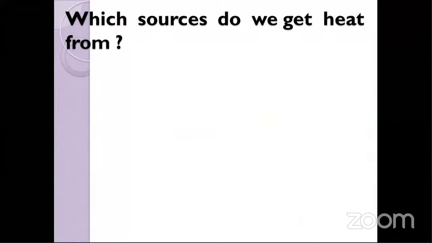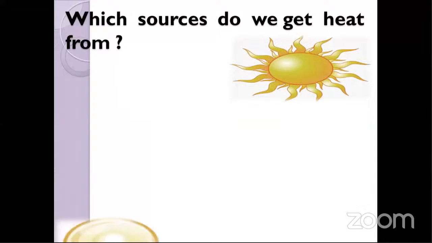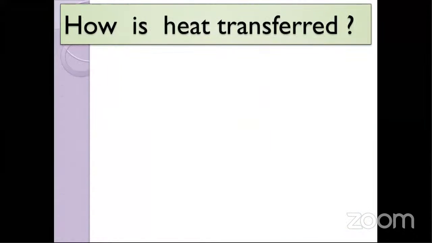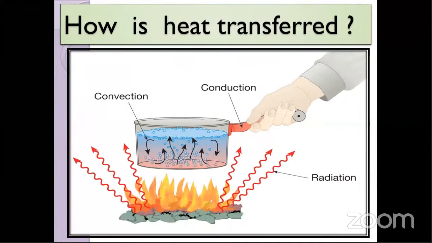Which sources do we get heat from? Children, there are different sources from which we get heat. We get heat from sun rays and also from sources of electricity. How is heat transferred? Children, see here. I have shown one picture for it. There are 3 methods by which heat gets transferred: conduction, convection, and radiation. These 3 methods are there.